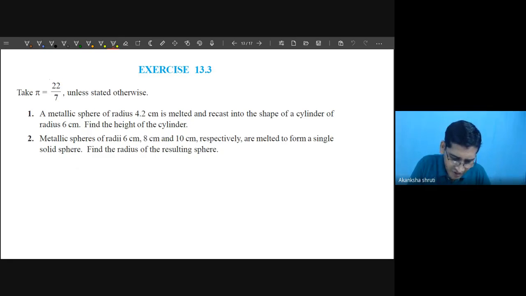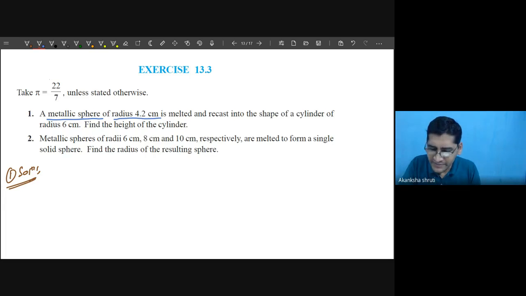So let us take question number 1 of exercise 13.3. In question number 1, a metallic sphere of radius 4.2 centimeter is melted and recasted into the shape of a cylinder of radius 6 centimeter. Find the height. Same as earlier one. As a student, you first draw the figure of the two shapes. Write the formula relating their volume for getting the unknown quantity. Then whatever is required, for the surface area, you apply it at the end.